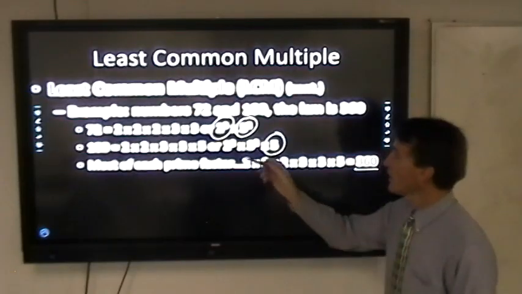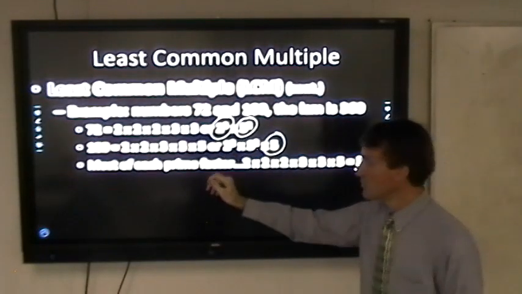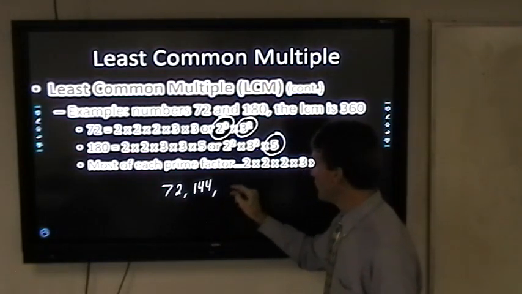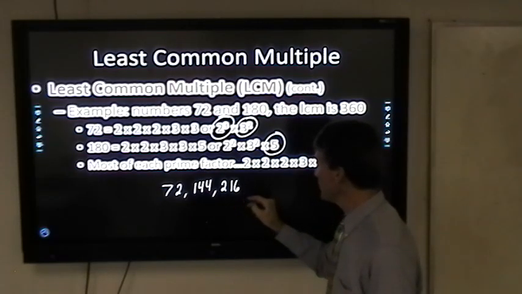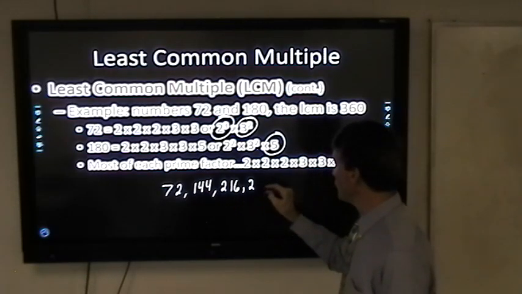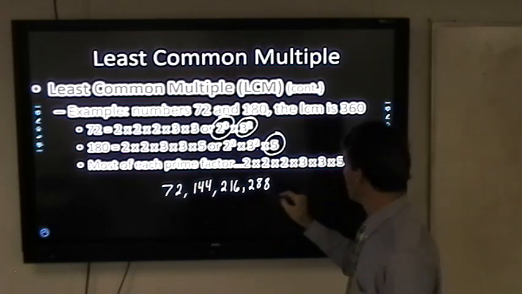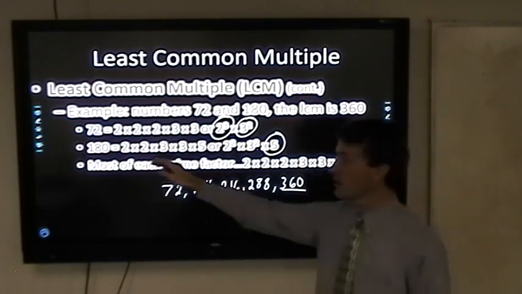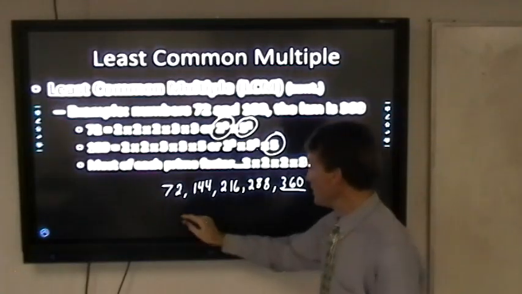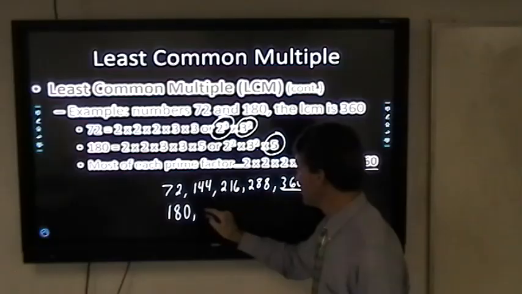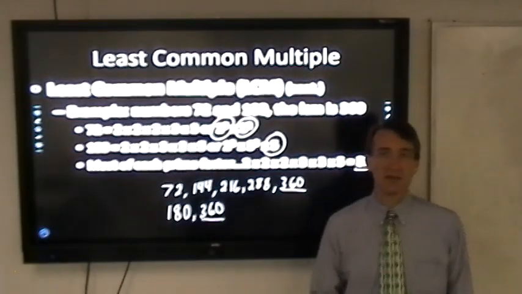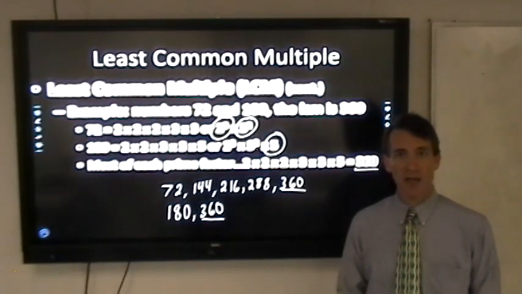So if I were to write out the multiples of 72, so 72, 144, 216, 288, and then 360. And then if I were to write out the multiples of 180, it would give me 180, 360, that one was kind of fast. The 360 is the lowest multiple that I have for both of those numbers.